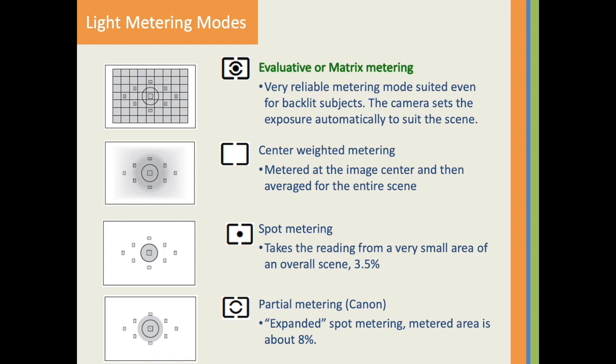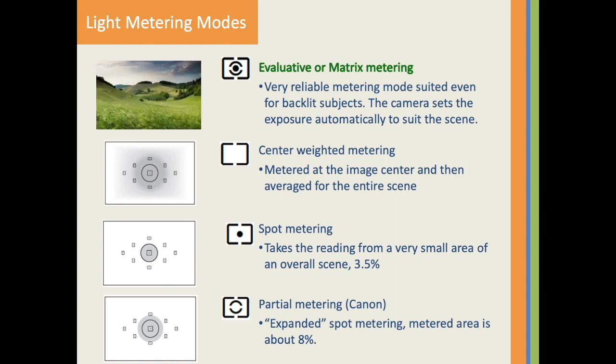There is an important point to remember with evaluative metering: where your focus point is. Why? Because after reading exposure information from all the individual zones, the metering system looks at where you're focused within the frame and marks it as more important than all the other zones. So this is an image that was taken with evaluative metering mode on Canon or matrix metering mode on Nikon.